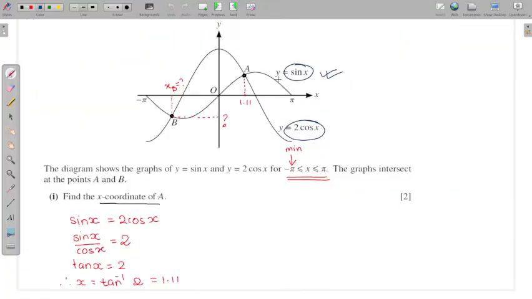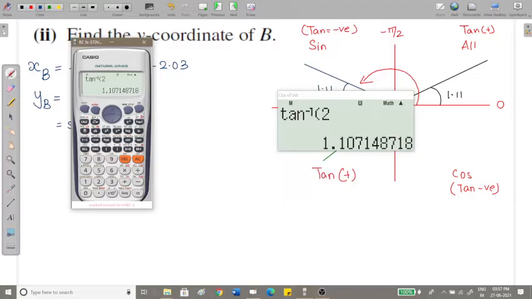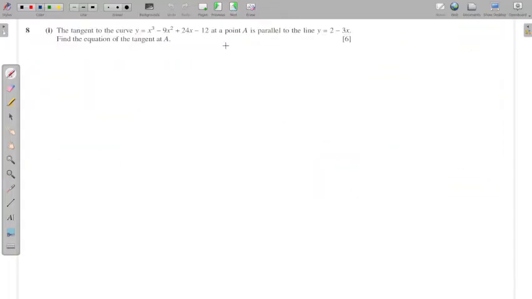So if I want to find out the y coordinate of B, it will be sine of the x coordinate of that point. So it will be sine of minus 2.03. So let's see how much that will come to. So sine of minus 2.03, it comes to minus 0.896. So this is your final answer.